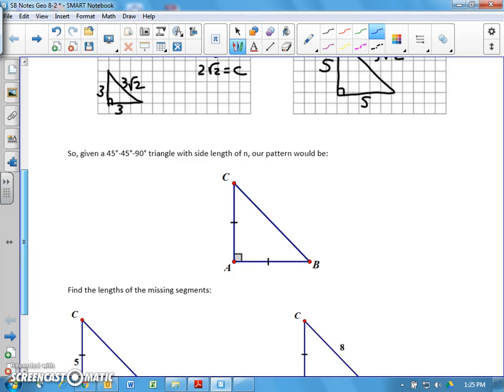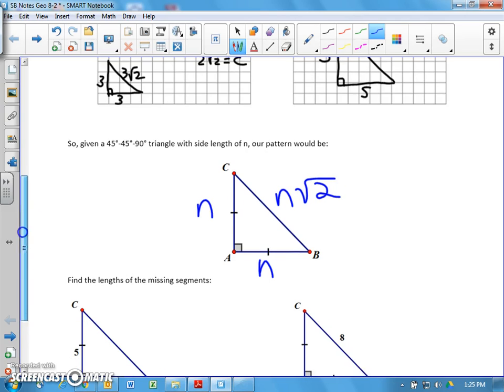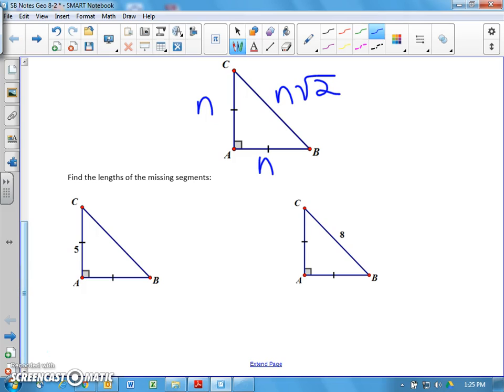If we have a 45, 45, 90 right triangle with side lengths of n, the two congruent sides would both be n, and we would expect that our hypotenuse would be n times the square root of 2. That makes it really easy to solve triangles like that because we don't have to work them out. So for this first one, if the leg is 5, our other leg also has to be 5 because these are both n's. The hypotenuse is our n square root of 2, so this is going to be 5 times the square root of 2, or better written 5 square root 2.